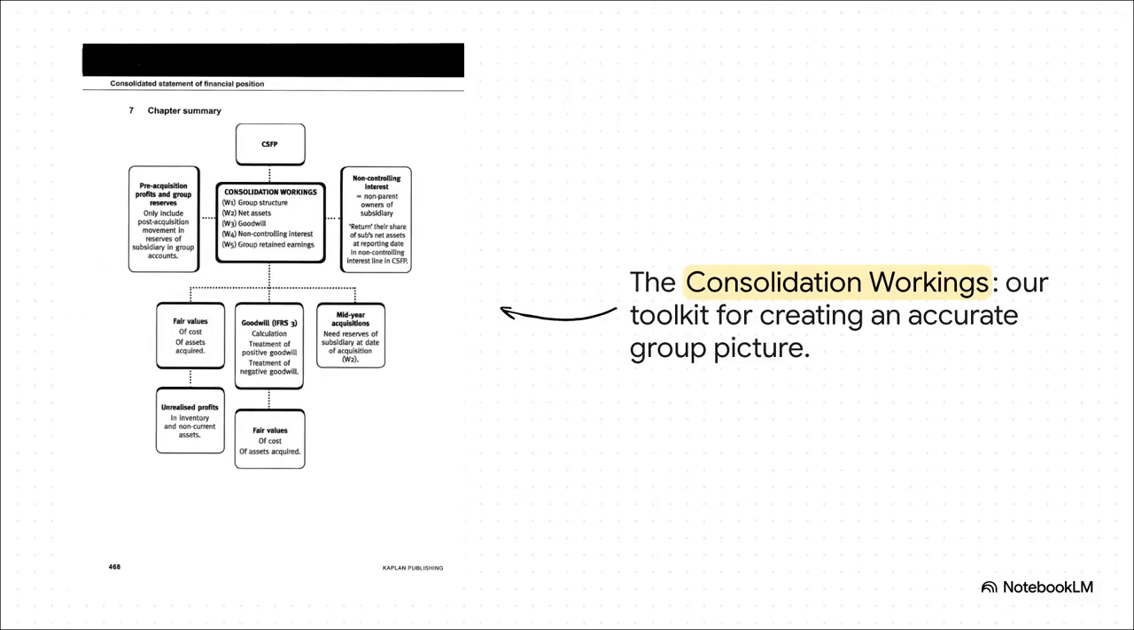And this is where our special toolkit comes in. This chart shows what we call consolidation workings. Think of these as the special calculations we have to do to get from those two messy, separate statements to one clean, accurate group picture. We're going to focus on two of the big ones, goodwill and something called unrealized profits.